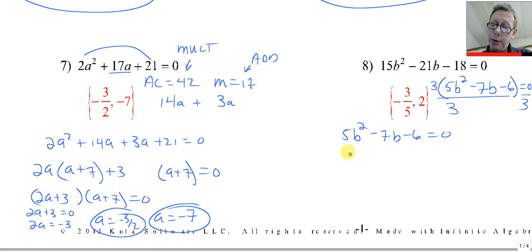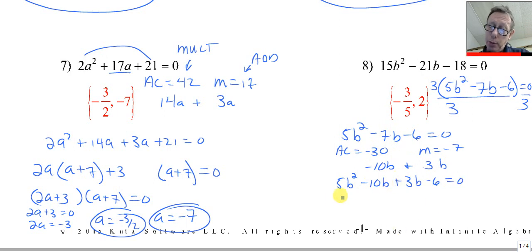So 5 times a negative 6, so AC is equal to a negative 30. And the middle term is equal to a negative 7. So I'm looking for two numbers that multiply to negative 30 and add to negative 7. How about a negative 10 and a positive 3? Okay, so let's remove this minus 7b and replace it with a negative 10b and 3b. So I'm going to have 5b squared minus 10b plus 3b minus 6 equal to 0.